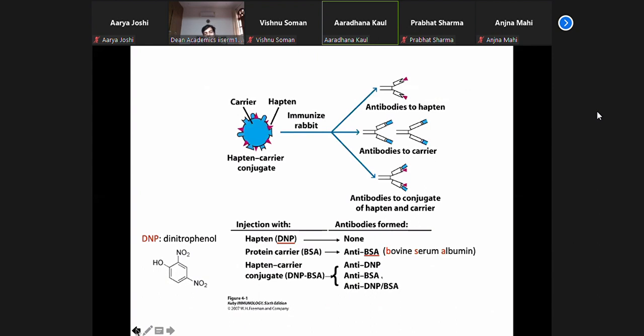Yes, sir. I just wanted to ask that from a clinical perspective, if we directly inject DNP in comparison to this hapten carrier conjugate, what is the difference that we can find, and up to what extent can we get its advantage? No, so you're saying that if you inject DNP alone, in comparison to the conjugate. Yes, sir. Sir, from a clinical perspective, what advantage does the conjugate have?